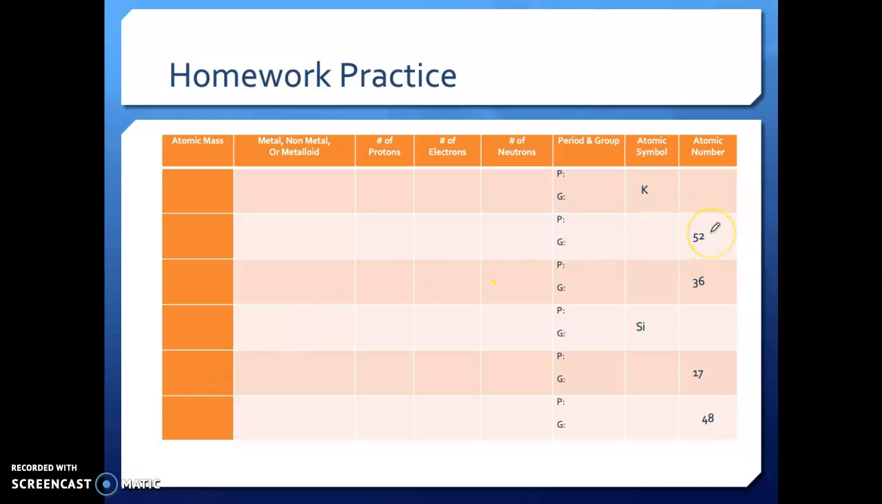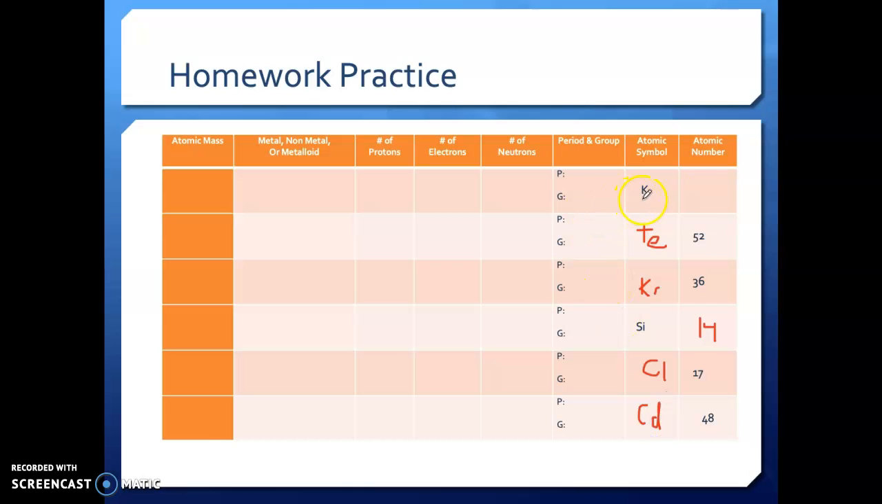So atomic number 52, when I look at my periodic table, that's Te, that's tellurium. 36 is krypton. Sorry, my light's off in my classroom. I'm trying to look at the big periodic table. Si is silicon, that is number 14. 17 is chlorine, that's Cl. And 48 is cadmium, that is Cd.